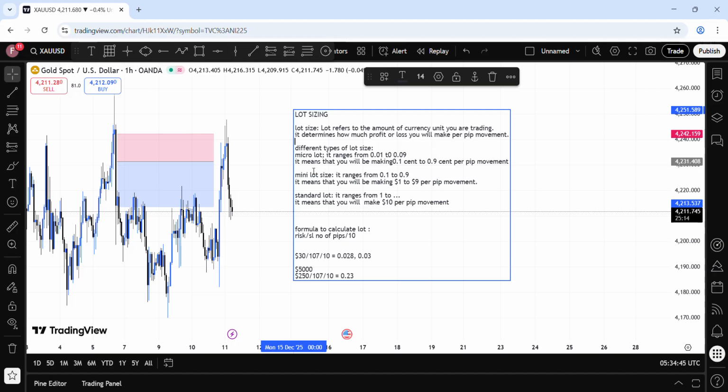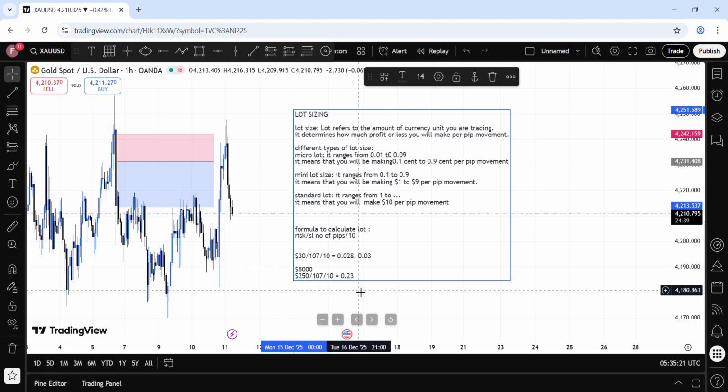And we have different types of lot size. We have the micro lot, the mini lot, the standard lot. You have to understand this lot size so that you will not go and be blowing accounts anyhow. You have to calculate your lot size with your account size. Like this $30, I said I have a $100 account and I'm willing to risk 30. This $5,000, I said I have a $5,000 account and I'm willing to risk 250. Then my SL number of pips is 107. That's why we got this lot size. So if I'm going to take the trade, I'm going to use 0.23 lot size because that's the appropriate lot size for my risk. Do you understand?